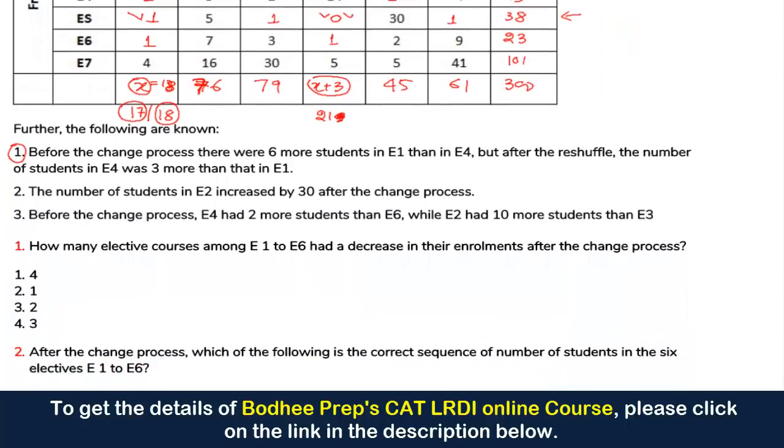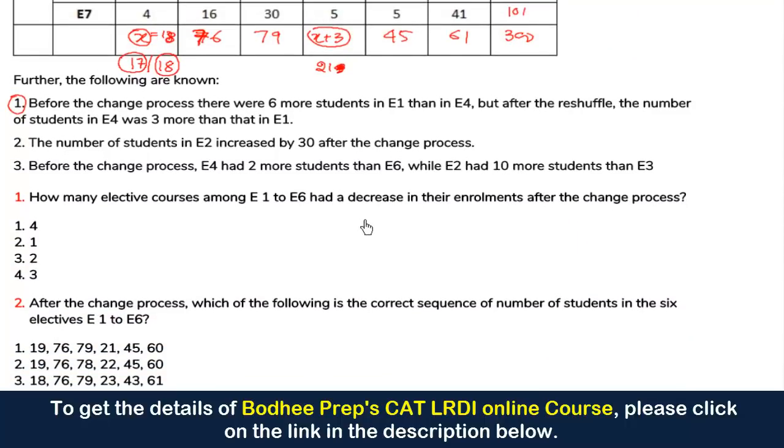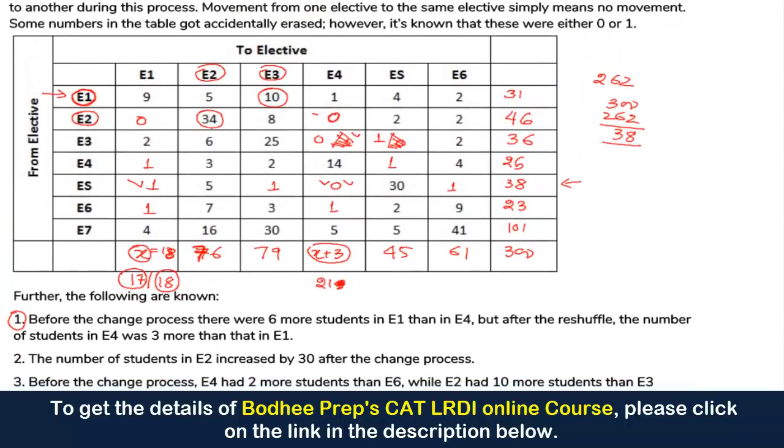So the very first question is: how many elective courses among E1 to E6 had a decrease in their enrollment after the change process, right? So it's just a comparison, simple. If I look at E1, then E1 was 31, and later on it became 18. That means E1 has a decrease, right? Similarly, E2, if I look at, then it was 46, later on it was 76, so there is an increase, so we have to discard it. For E3, it was 36, and later on it was 79, again we have to discard it.